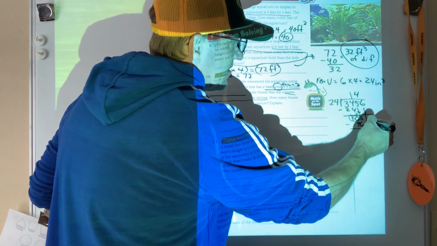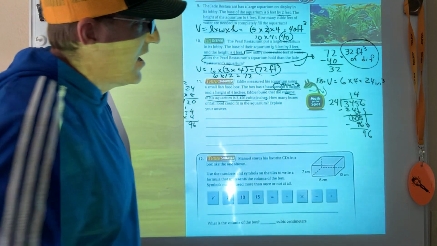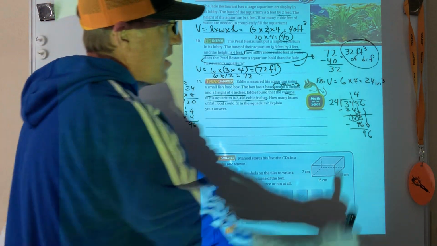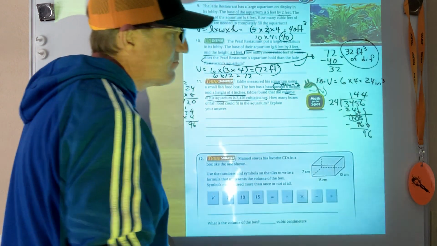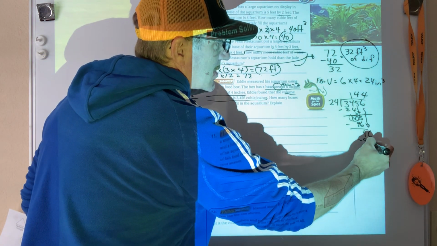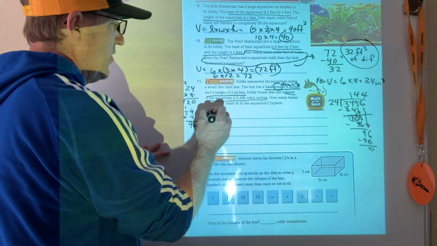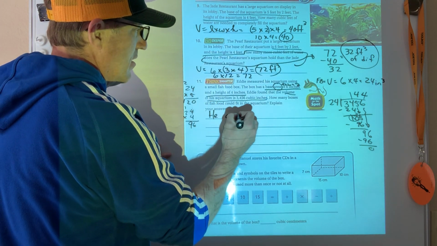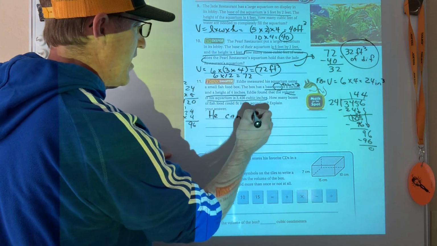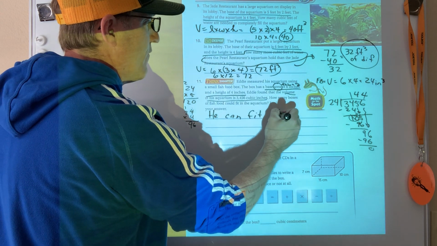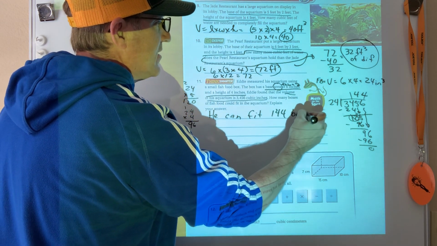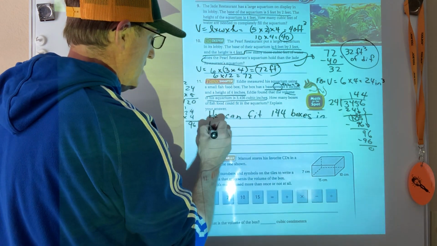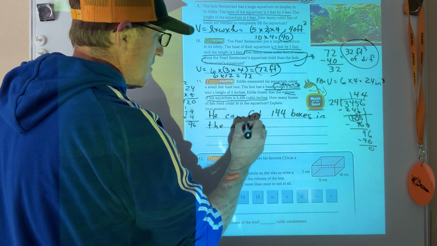Bring down my 6, and yay, it's a 96. I know that is going to be 4 times. I'm going to put a 4 there. Minus 96, and that's 0. So he can do it. He can fit 144 boxes in the aquarium.